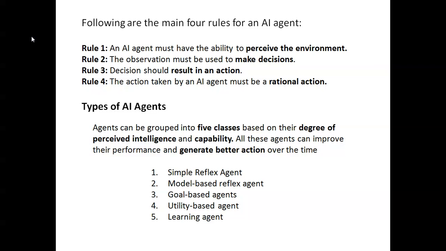Also, artificial intelligence has to follow four rules. Rule one, they have to perceive the environment. Rule two, they have to make decisions. Rule three, the decision should result in action. And rule four, the action taken by artificial intelligence must be a rational action. What is rational? I already said it's a sixth sense way. Something knowledgeable, a heuristic way, that is called rational action. Okay, thank you.